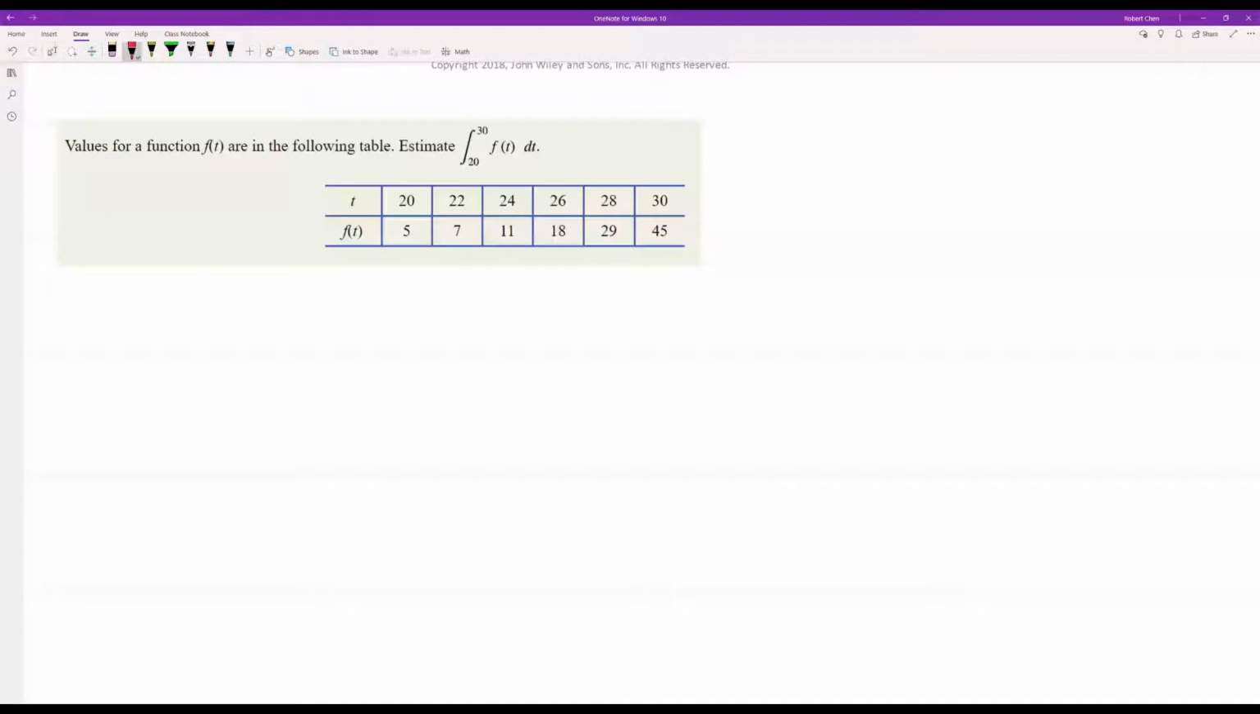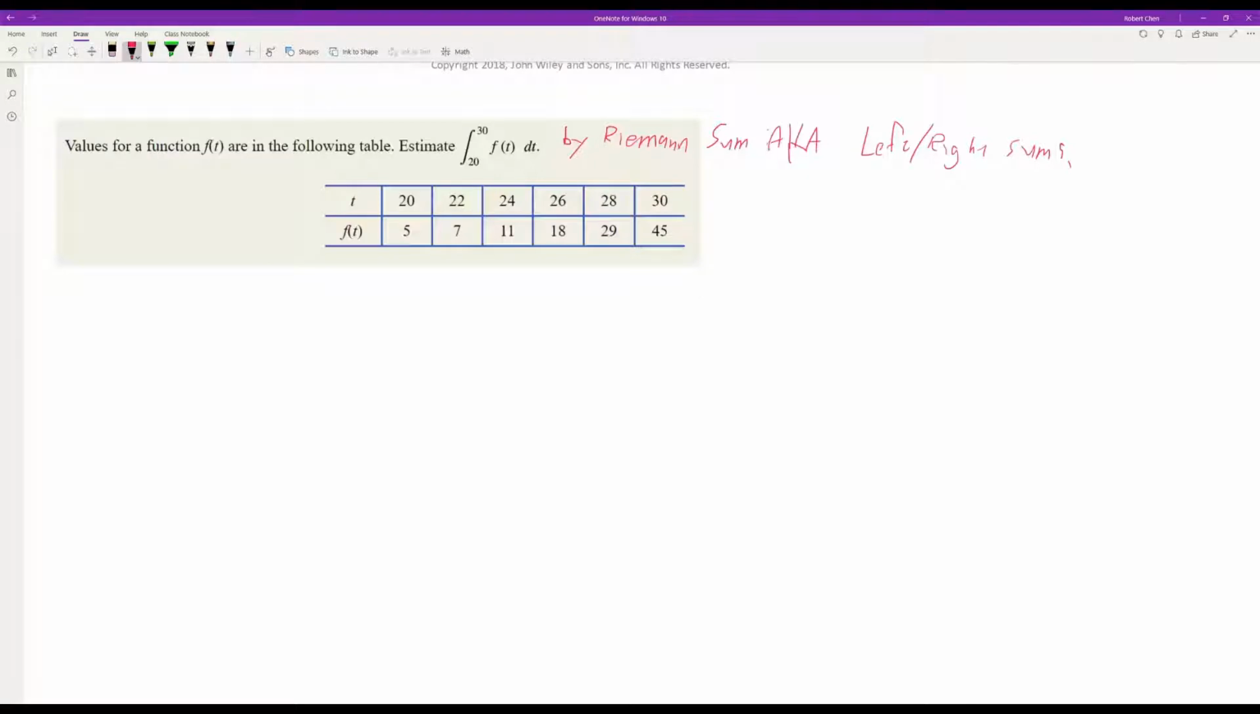Here's our first example. The values for a function f of t are in the following table. Estimate the integral of f of t from 20 to 30. We're going to estimate this by Riemann sum, also known as the left-hand sum or the right-hand sum. Left or right sums.